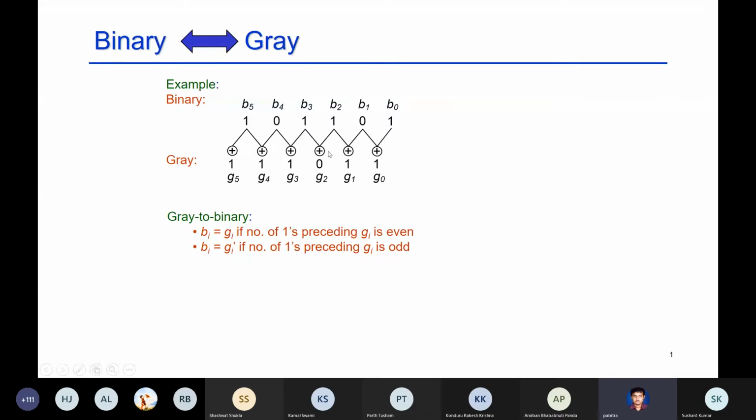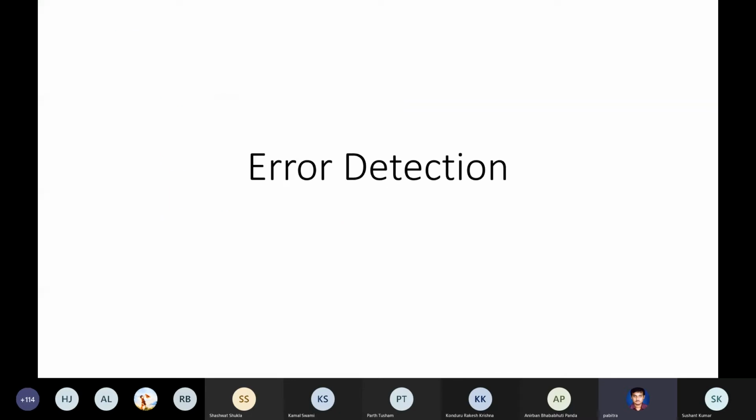This can actually be shown to be equivalent to this thing. So this diagram, if you remember, it's fine. G4, for example, is the XOR of B5 and B4. Okay, so this diagram, if you remember, it will be fine. Okay, anyway, let's move on to another topic.